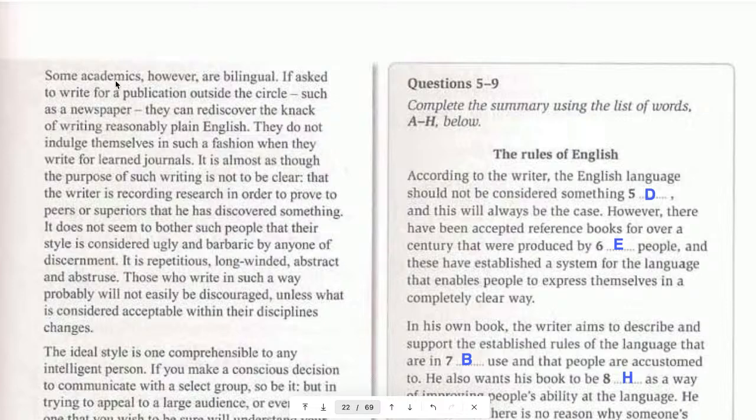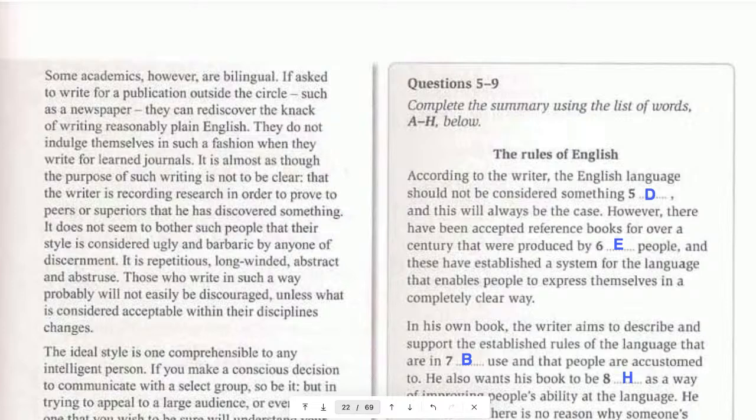So some academics here, you see, if they are asked to write for publication outside a circle, that means if they are asked to write for people outside the circle. Okay? So what can they do? They can rediscover the knack of writing reasonably plain English. That means that they can write something which is very simple and easy to understand. Okay? So they can rediscover the knack.